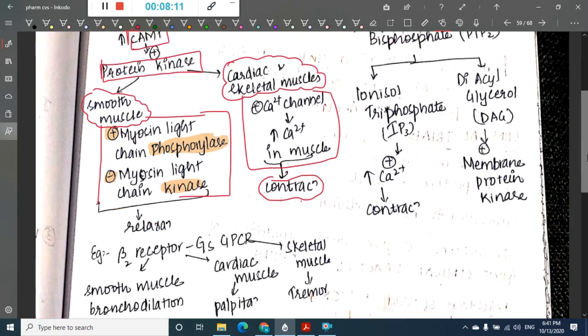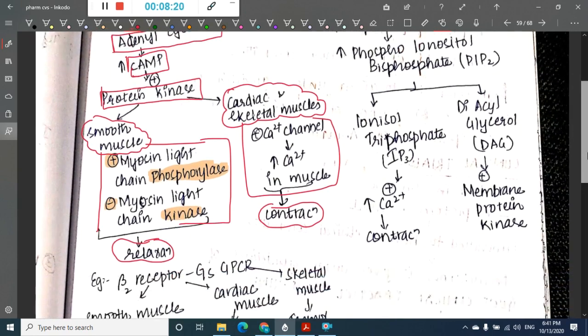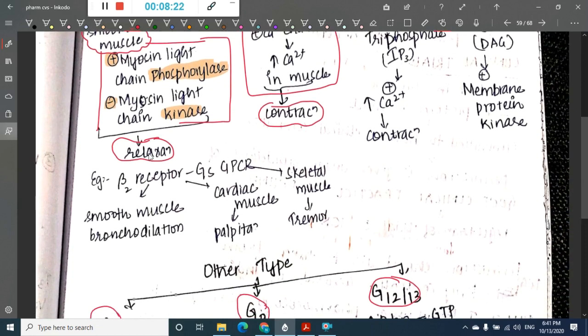Okay, in the cardiac and skeletal muscles it causes contraction, whereas in the smooth muscles this GS type of receptor causes relaxation of the muscle. Okay, this is important. So what is an example of a G protein coupled receptor? The B2 receptor is a GS coupled receptor. The B2 receptor causes bronchodilation, that is smooth muscle relaxation occurs. It causes bronchodilation, evacuation of bladder, evacuation of bowel. So all those are due to relaxation. Whereas it contracts the cardiac muscles leading to palpitation. It also contracts the skeletal muscles leading to tremors.